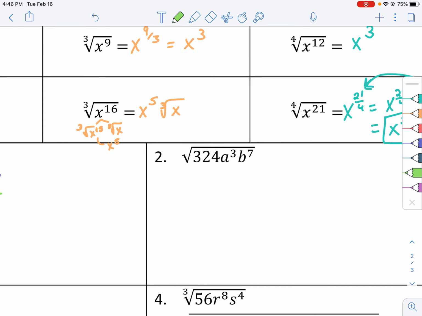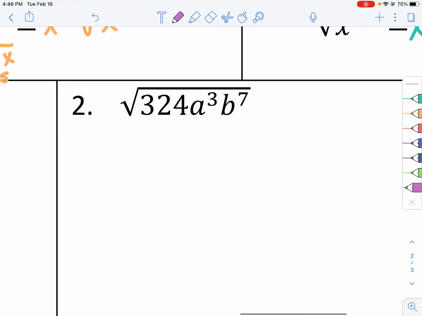Okay, so let's take a look at another one. 324. Okay, 324 is a perfect square, actually. It's the perfect square of 18. So we have 18 there. A cubed, so we need to get it into its next smallest exponent that's divisible by 2.